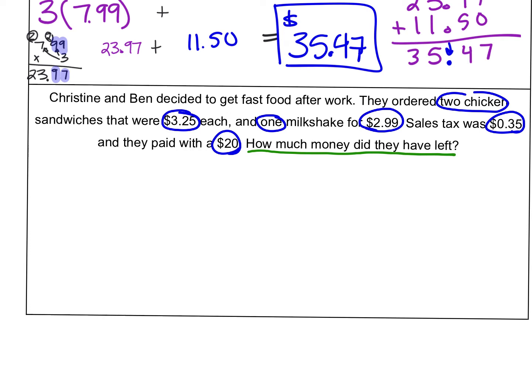So as I read, I just circled the numbers and my question. I'm going to go back to find the math action words. They were $3.25 each. In this case, I'm buying multiple chicken sandwiches, so I'm going to multiply the cost for each chicken sandwich times the number of them. This word "and," I'm buying something else. My price is going to go up, so the "and" means I'm going to add. And then tax is an additional amount of money. So that tells me I'm going to add the tax.